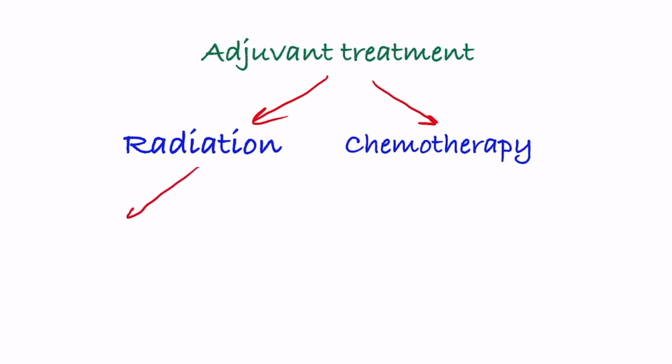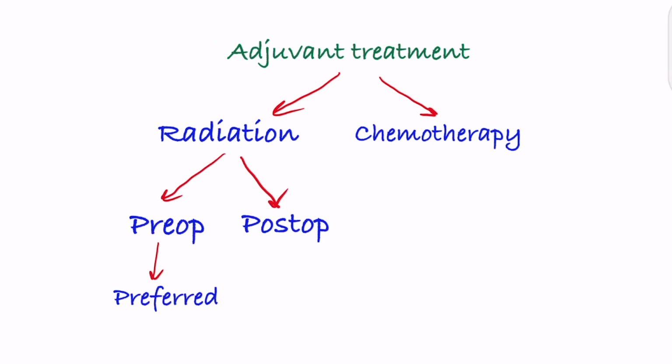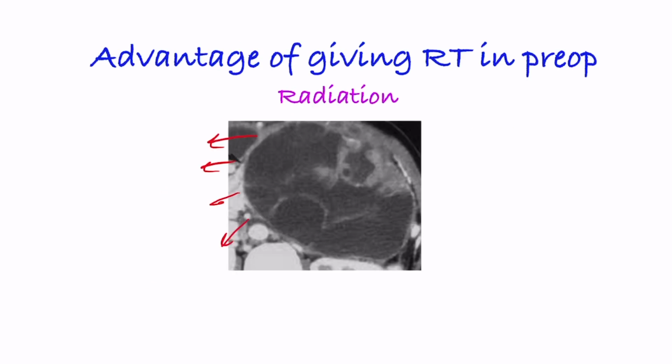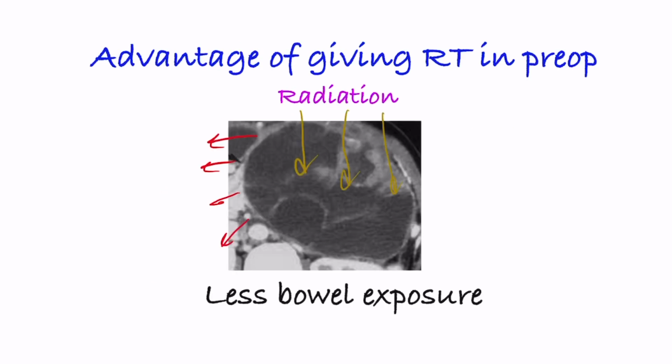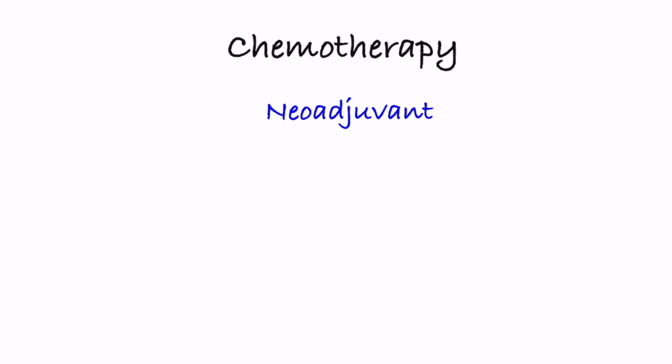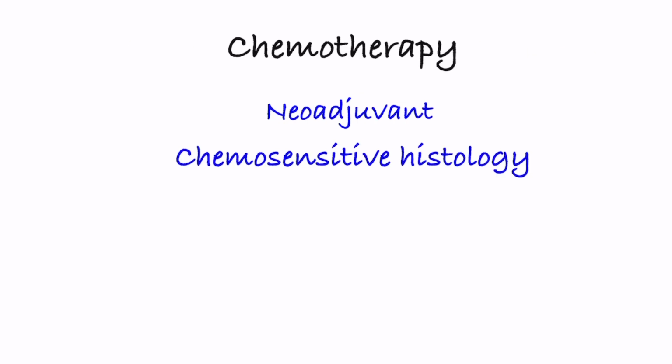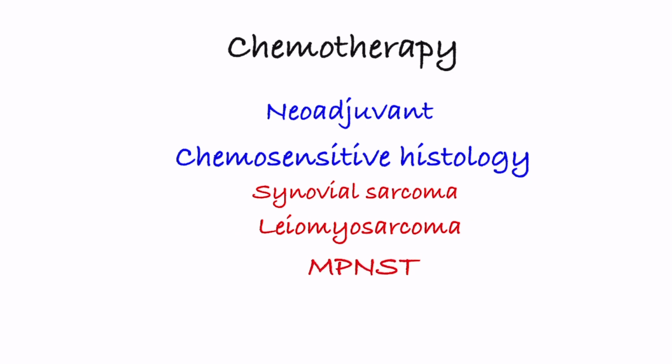Radiation can be given in pre-op or post-op setting. Pre-op radiation is preferred as large tumors displace bowel from radiation field, hence less side effects. Neoadjuvant chemotherapy has limited role in sarcoma. They are used for downstaging tumor in case of chemosensitive histology.